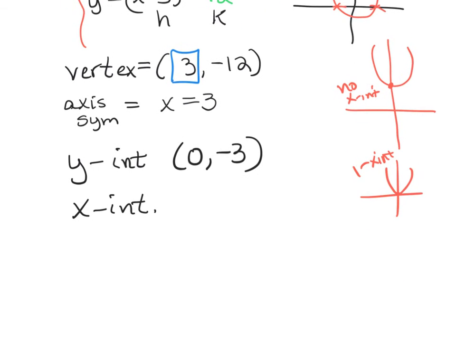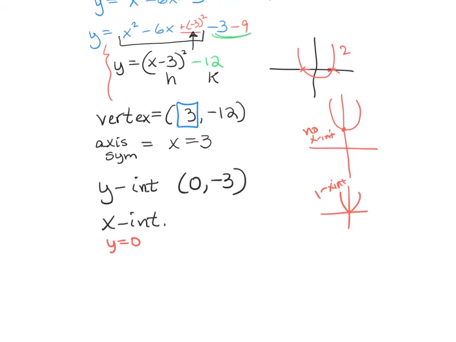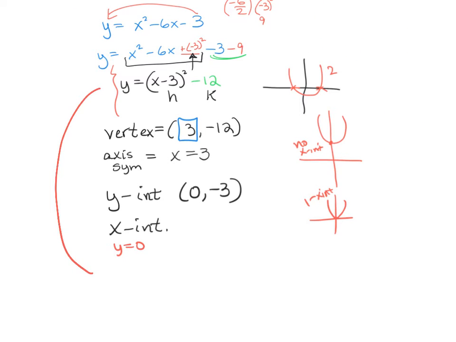So there's 2 ways to find the x-intercepts. Okay? Again, remember you're setting y equal to 0. So you can either take the original, and if it could be factored, you can find the x-intercepts that way. Or take your vertex form. y is equal to 0, so 0 equals x minus 3 squared minus 12. And this is where we do the square root method.